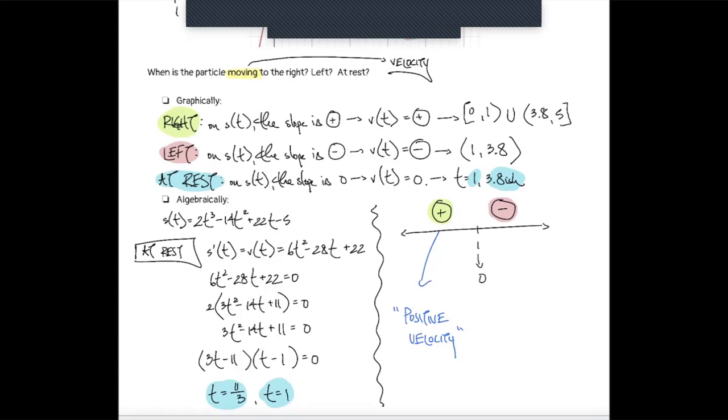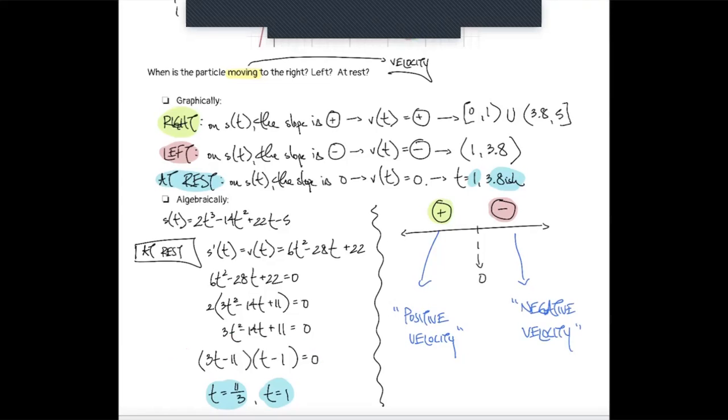Why is this negative? Well, I put the number 2 into the velocity function, and I got a negative. So that must mean that there is negative velocity on the right-hand side of 0.